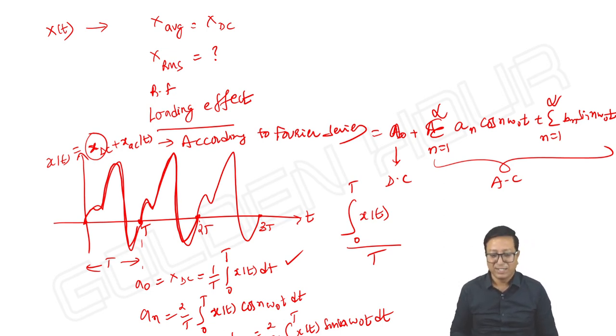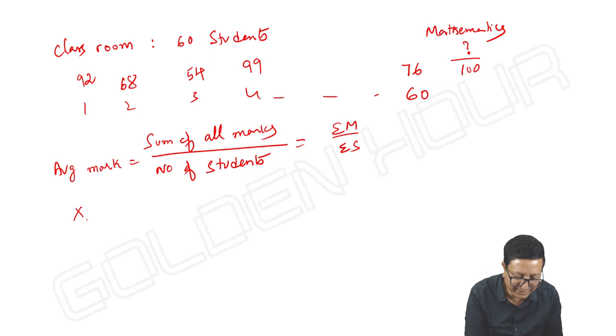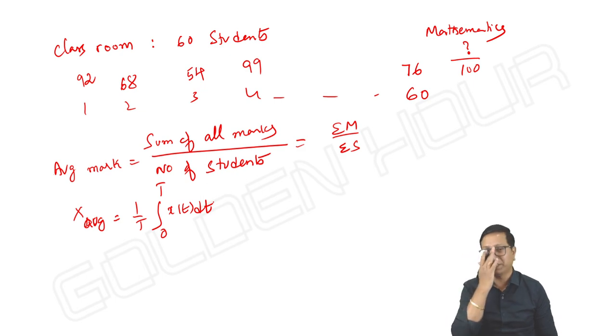That's it. That's the meaning of it. X DC or X average, the average amplitude of the signal, is given by 1 by T integral 0 to T x of t dt. What is the average amplitude of the signal? We wrote it. That's the meaning of it. It may have different amplitudes at different instants, out of which you are bringing the average amplitude of the signal. Okay, fine. This is the basic meaning of it.